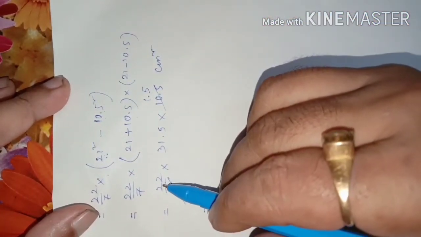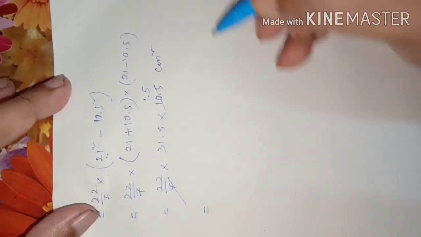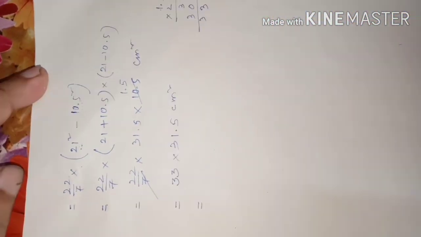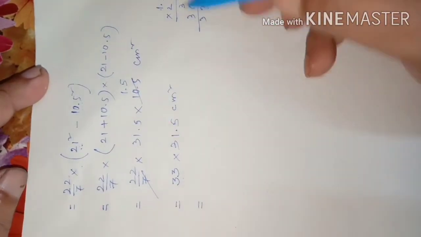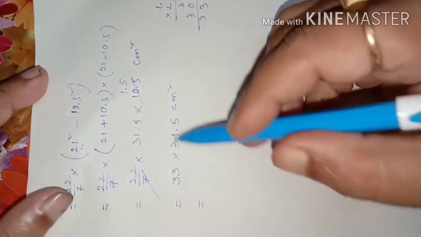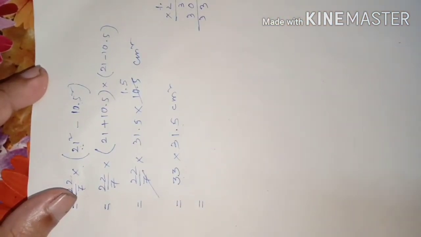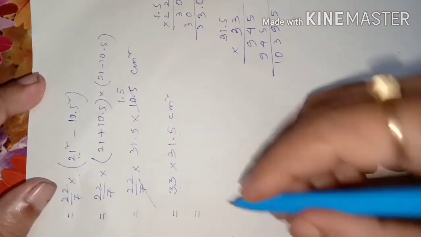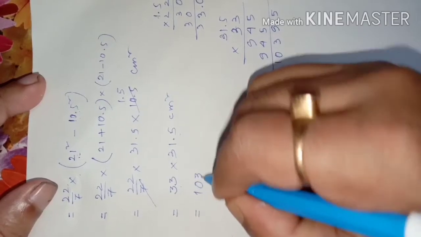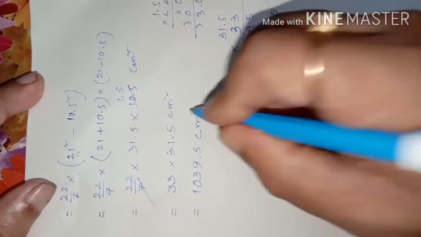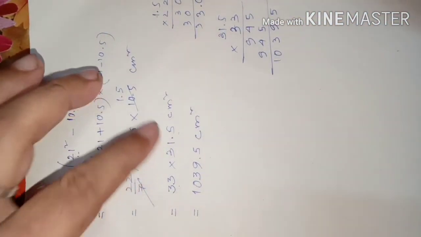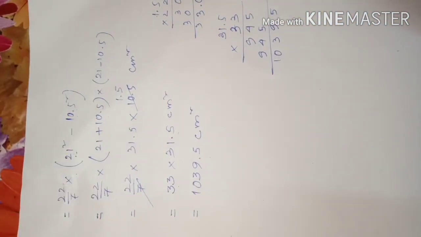If I multiply this 22 with 1.5, the product is 33. And into 31.5, multiply these two numbers now. So it will be 1039.5 centimeter square, the product of these two. This way you can find it. Otherwise, one more method is there, and I will show you in the next part.